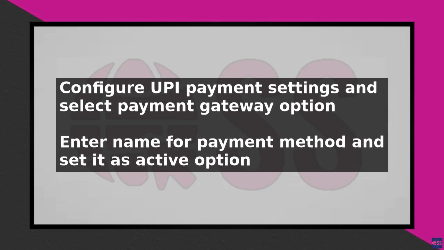To test the UPI payment method, go to your Wix site's checkout page and select the UPI payment option. Enter the required details, such as the UPI ID and the payment amount, and complete the payment process. Make sure to test the payment method with a small amount to ensure it is working correctly.